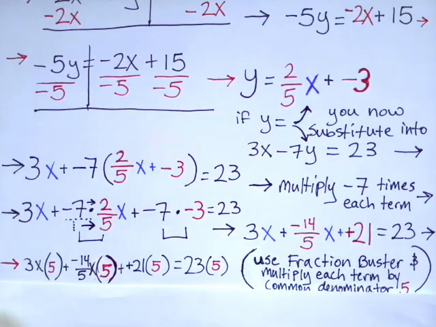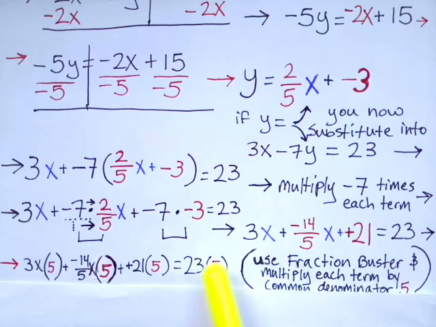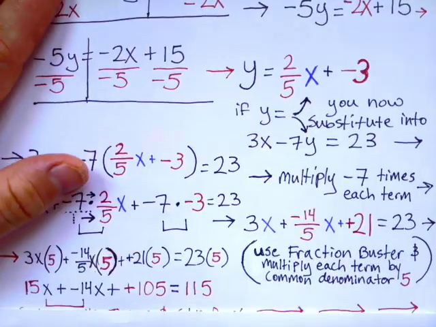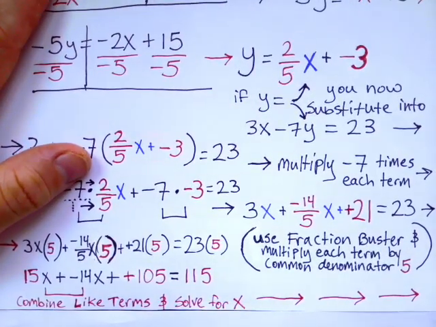And that's what I'm showing you here in this step. 3x times 5 plus a negative 14/5 x times 5 plus 21. That's the positive 21, right? I made that mistake. Times 5 equals 23 times 5. So every term gets multiplied times 5, and I'm showing you that here in this last step.